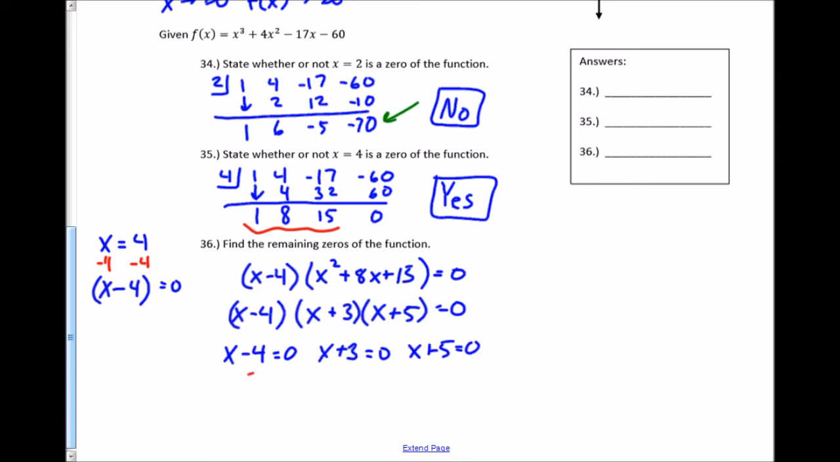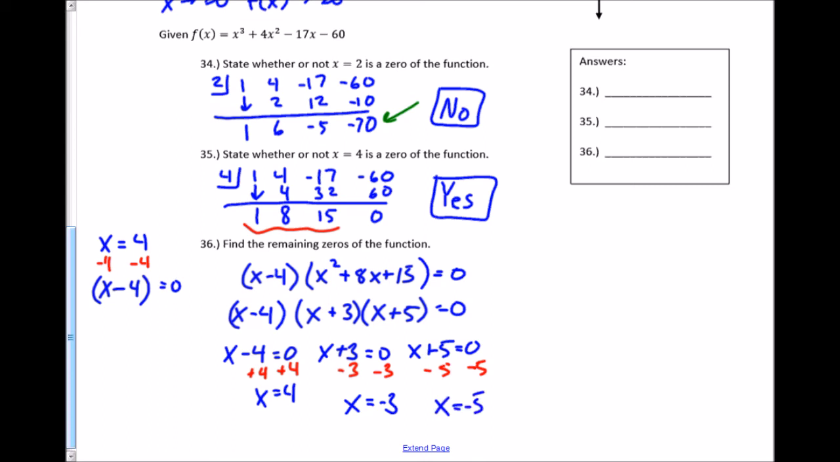Again, this is the one I already had: when I add the 4 to each side, I end up with x equals 4. But these are the two remaining that I'm looking for here. I subtract the 3 from each side, so I find out that x equals negative 3. Here I subtract the 5, and I find out that x equals negative 5.